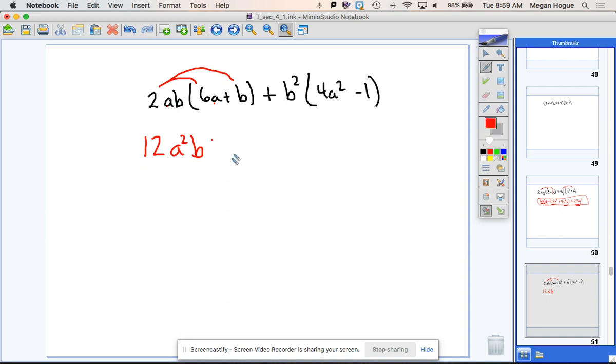So this one to the b. So 2ab times just 1b, what do you get? 2b. But I need that a in there too. So 2ab squared. You're right, we need a b to the second, but don't forget we still have that a as part of the term. You know what I'm saying?